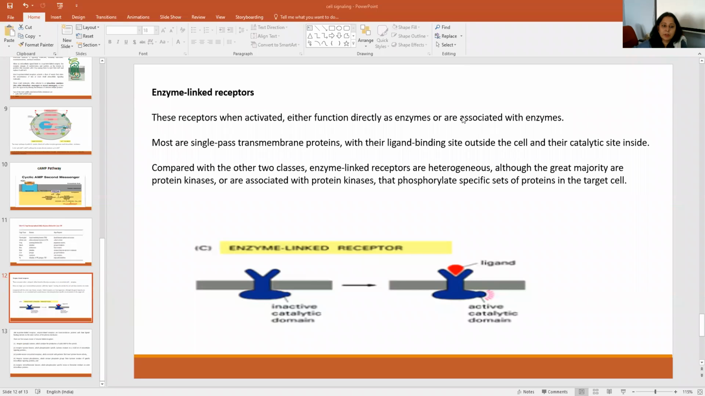The third one is enzyme-linked receptors. These receptors, when activated, either function directly as enzymes or are associated with enzymes. Mostly, they are single-pass transmembrane proteins with their ligand binding site outside the cell and their catalytic site inside. Compared with the other two classes, enzyme-linked receptors are heterogeneous, although the great majority are protein kinases or are associated with protein kinases that phosphorylate a specific set of proteins in the target cell.